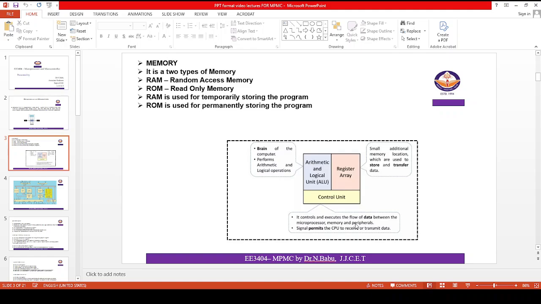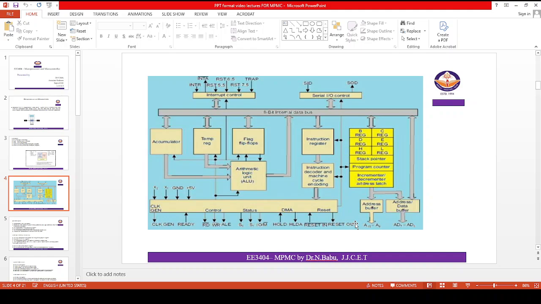Then memory we will discuss in the second diagram. This one is a simplified architecture for the 8085 microprocessor. Microprocessors have various generations: 4-bit microprocessor, 8-bit microprocessor, 16-bit microprocessor, 32-bit microprocessor. Now I will discuss only the 8-bit microprocessor. The name of the microprocessor is the 8085 microprocessor.